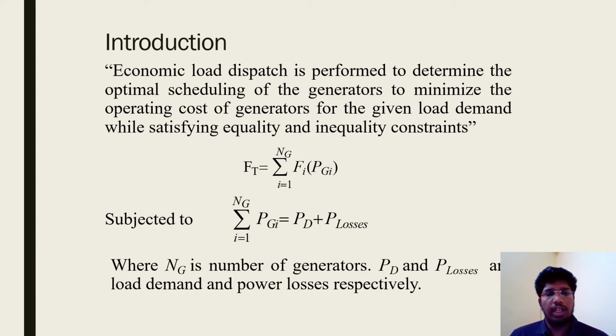F_T equal to sigma i equal to 1 to Ng of F_i(P_gi), subject to sigma i equal to 1 to Ng of P_gi equal to P_D plus P_losses, where Ng is the number of generators. P_D and P_losses are the load demand and power loss respectively.